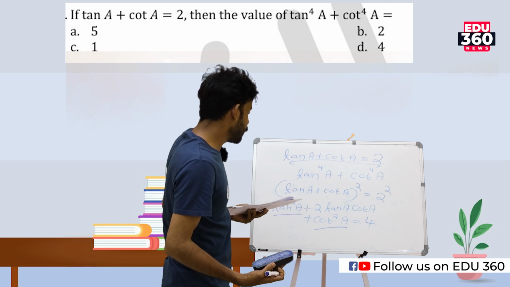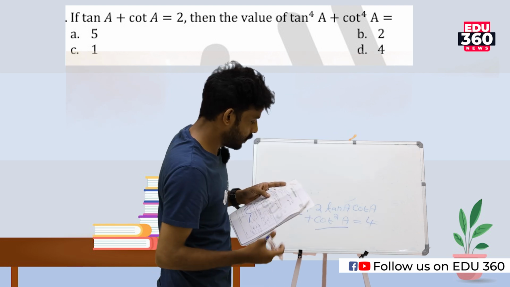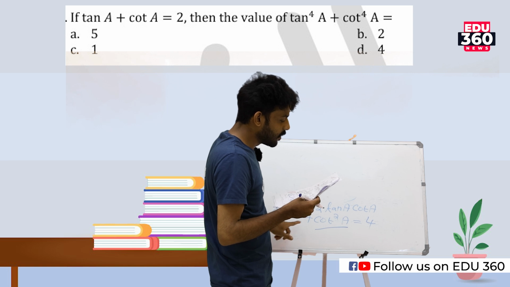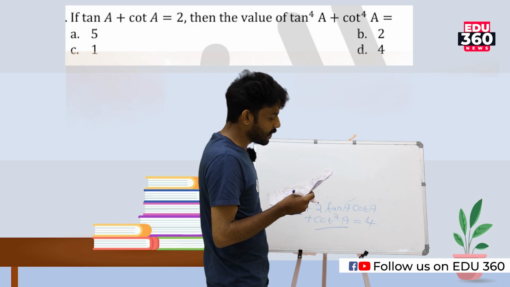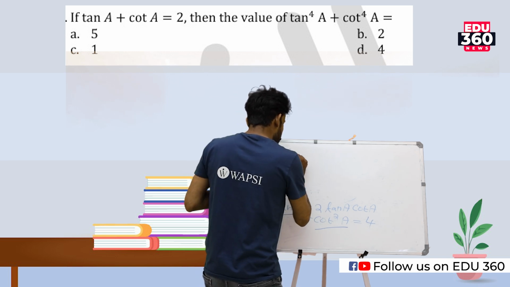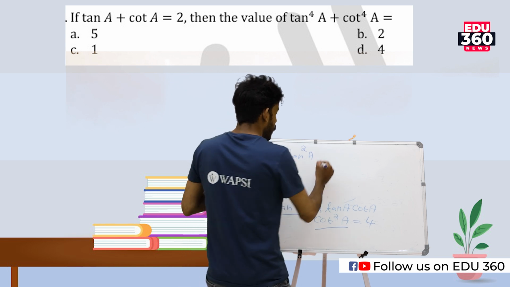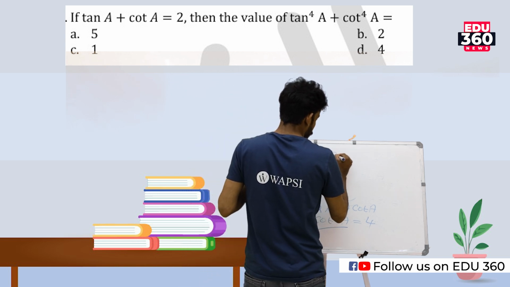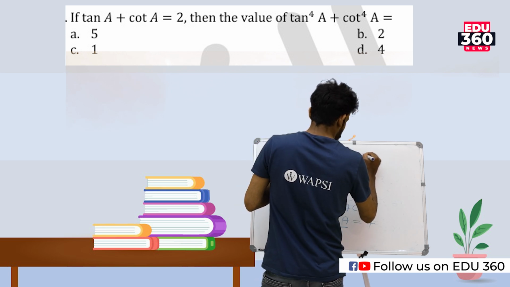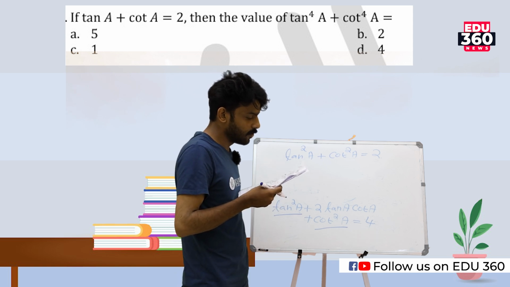So on the next step, we are going to write the next here. So after this, tan square A plus cot square A plus 2 tan A cot A is equal to 4. So on the next step, we can write it as tan square A plus cot square A is equal to 2.